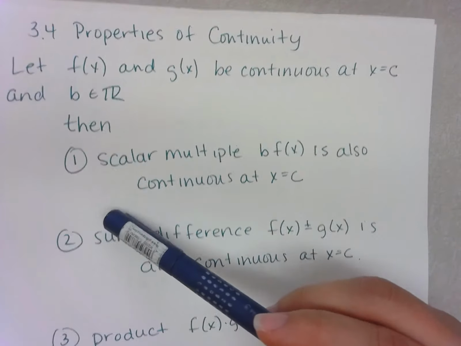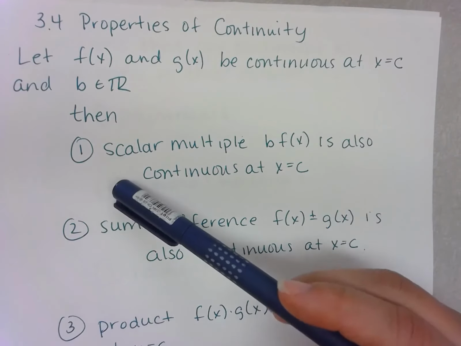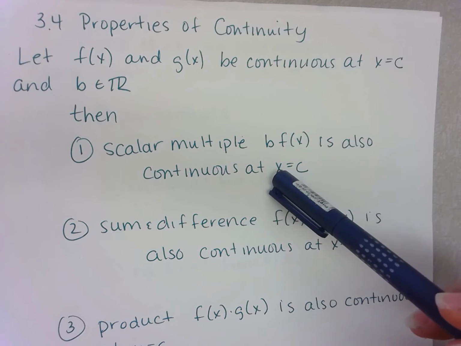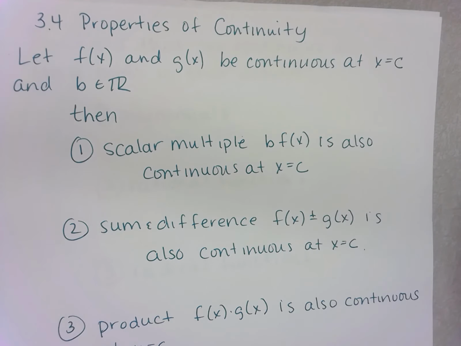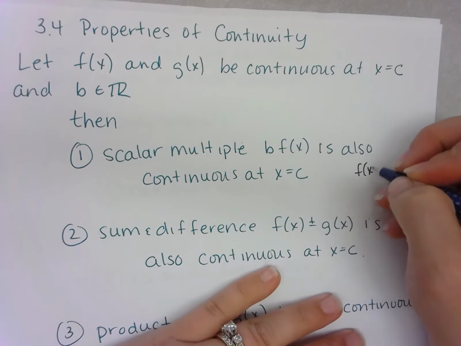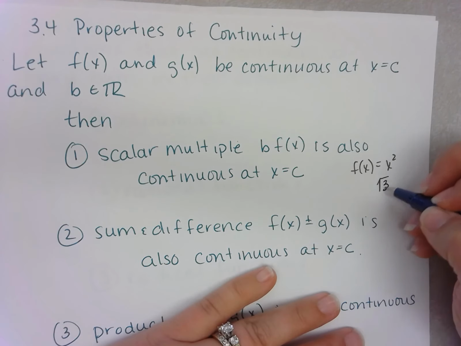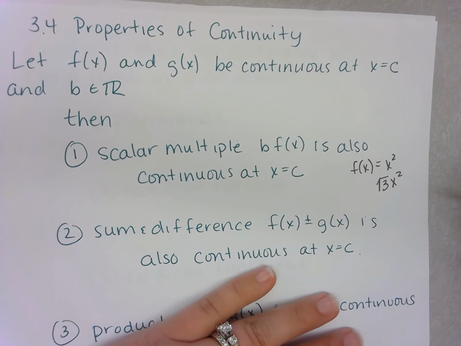So the first thing we know, we're going to assume that f and g are continuous at some place here, that's c. So if f is continuous, and I multiply f by some scalar multiple, meaning any number, no variable, like 2, a half, square root of 3, then that times f of x is also continuous at x equals c. For instance, if f of x is x squared, which is continuous at all of its points, then if I multiply it by a number, like the square root of 3 x squared or a half x squared, it's also continuous at any specific number c as well.